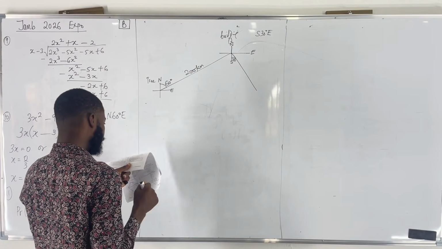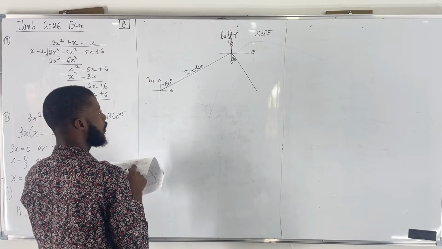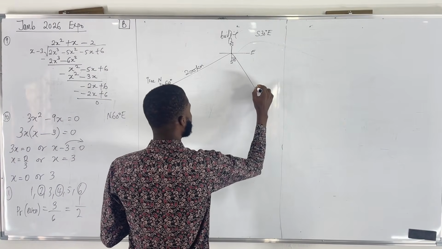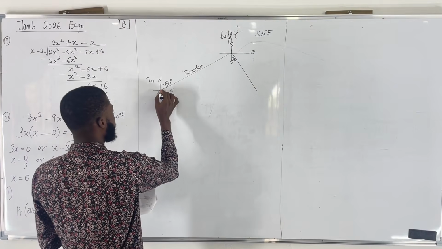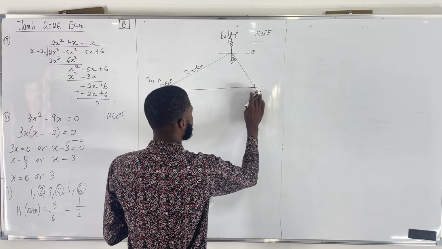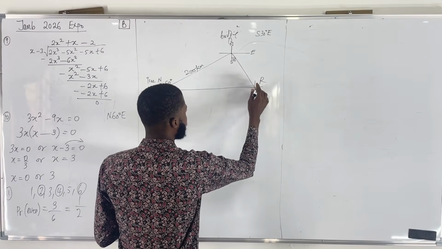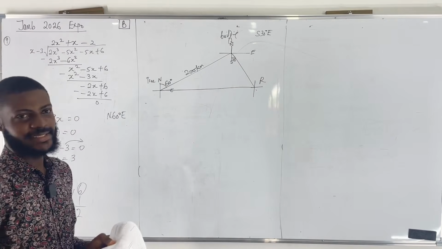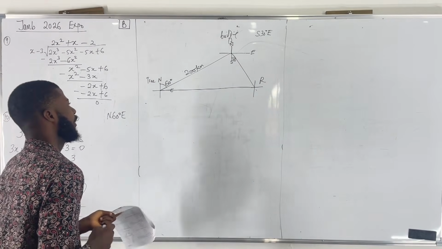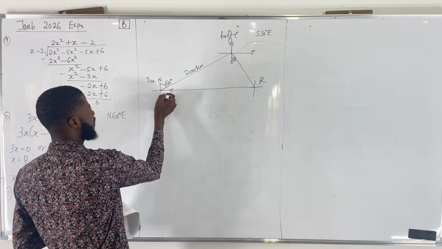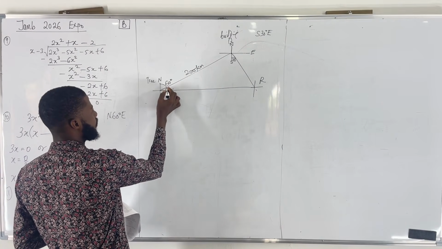So this will be the tree R. The tree R is directly east, so that means it's going to be like this, directly east. So this is what we have. Now, if this is 60, this other angle here is going to be 30.